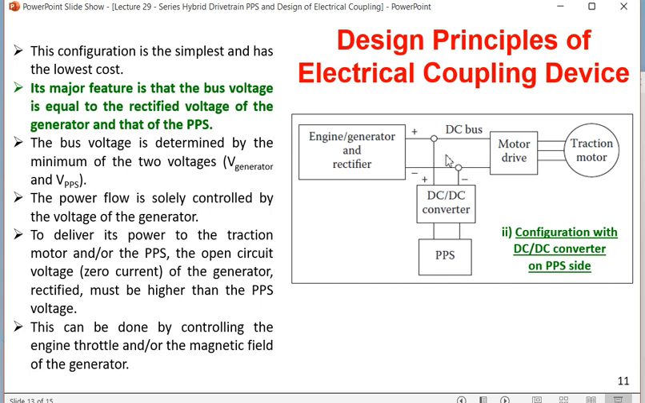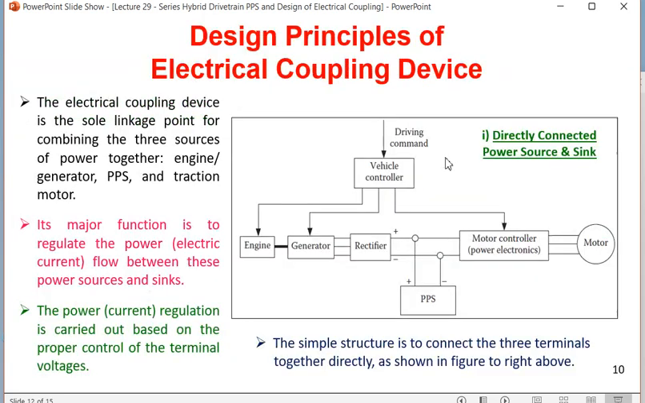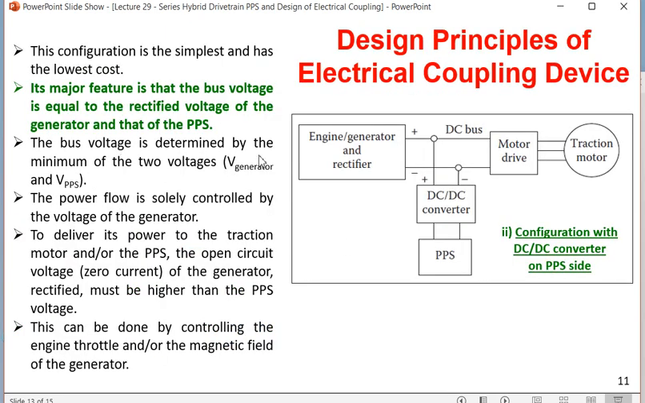So if the engine is producing 5 volt and the PPS is producing 3 volt, the bus voltage will be 3 volt only. So this is a parallel connection. In that case also it was a parallel connection, but in this case the bus voltage is determined by the minimum of the two voltages, V generator and V PPS. Power flow is solely controlled by the voltage of the generator. Whatever the voltage of the generator is, that will be controlling the power flow.